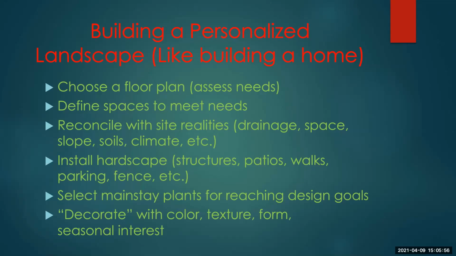And then the first thing that you need to do is you need to install your hardscapes. These are going to be your structures, your patios, your walks, your parking, your fences, whatever is going to be kind of pretty much a permanent fixture in this landscape. That's going to be the first thing that you put down. This is your foundation. And then you're going to come in and you're going to find some mainstay plants that help you to reach your design goals.